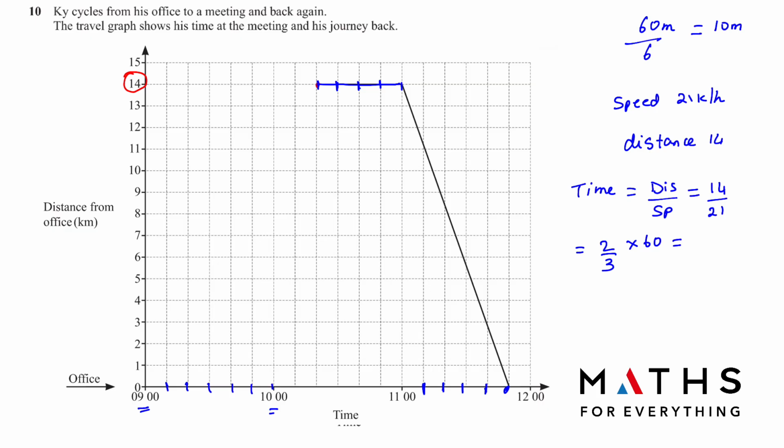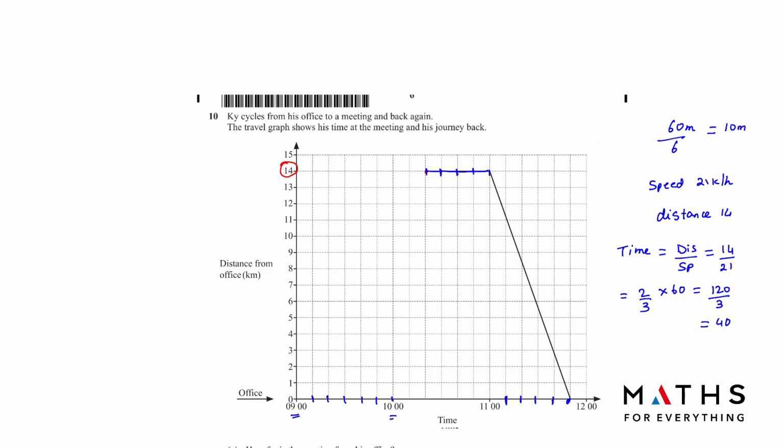Now the way you solve it depends on your calculation skills. You can multiply 2 multiplied by 60, which is 120, and divide by 3. 12 divided by 3 is 4, and the 0 is there. So 40 minutes.